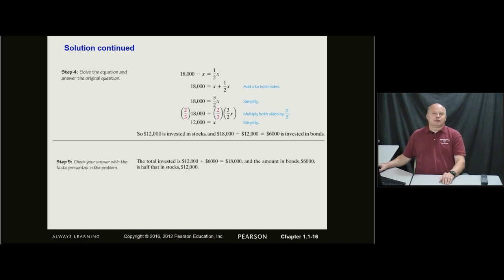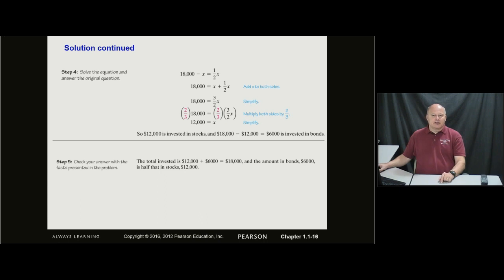Check to make sure your answer is right. So they do add up to 18,000, but notice also the amount in bonds, 6,000, is half of what was done in stocks, 12,000. 6,000 is half of 12,000. So all of it makes sense. They both add up to $18,000, and one is half of the other. So, alrighty. That concludes this video.